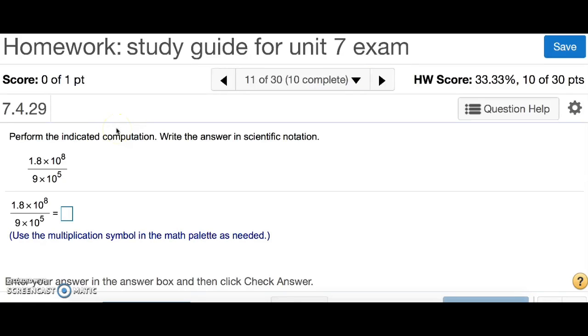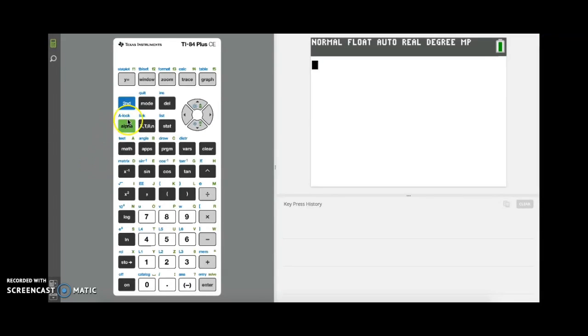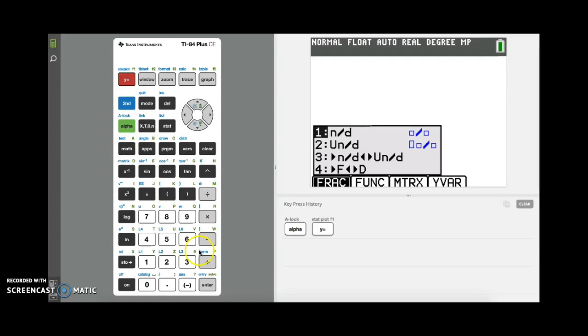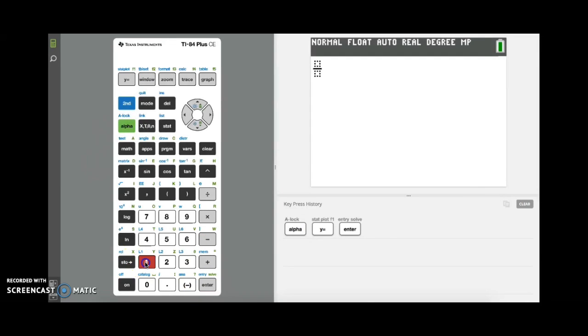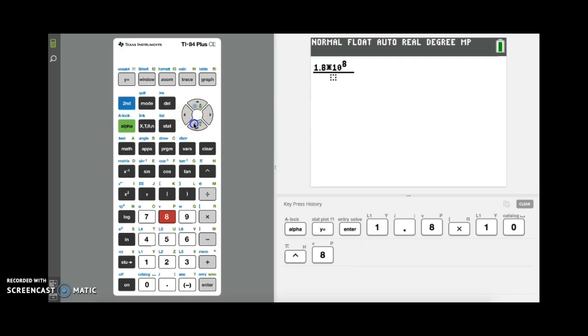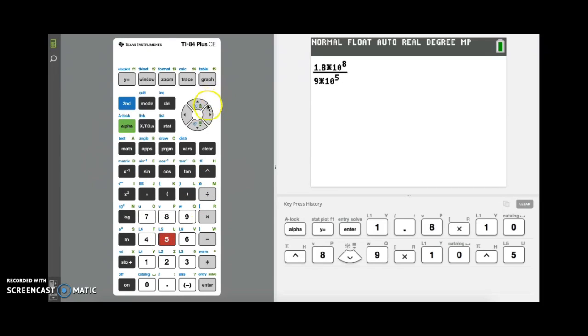Alright, number 11 is asking you to perform the indicated computation and to write the answer in scientific notation. So we are dividing here, so let's put this right into the calculator. We have 1.8 times 10 to the 8th power, and that's being divided by 9 times 10 to the 5th power. Okay, press enter. We'll get 200.